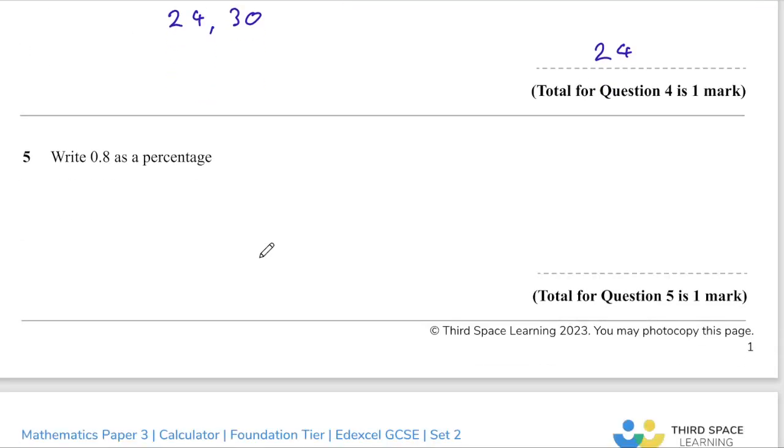Right, question 5, write 0.8 as a percentage. So in effect, we times it by 100 to get a decimal to a percentage. So that's going to be 80%.